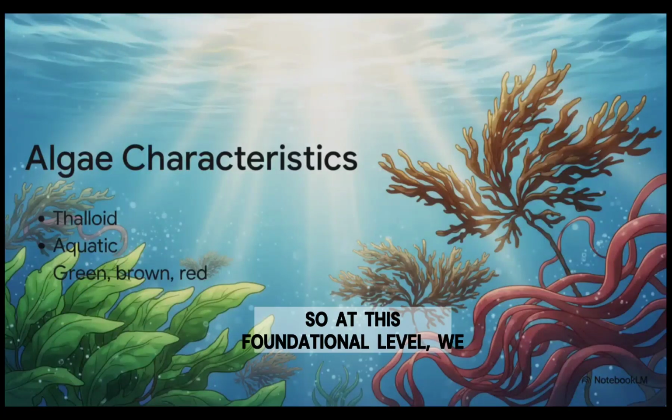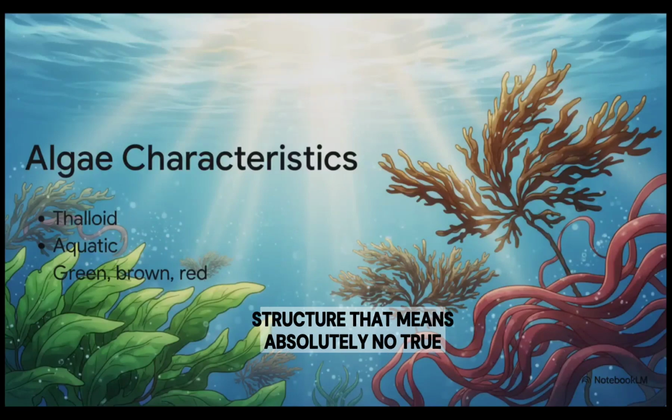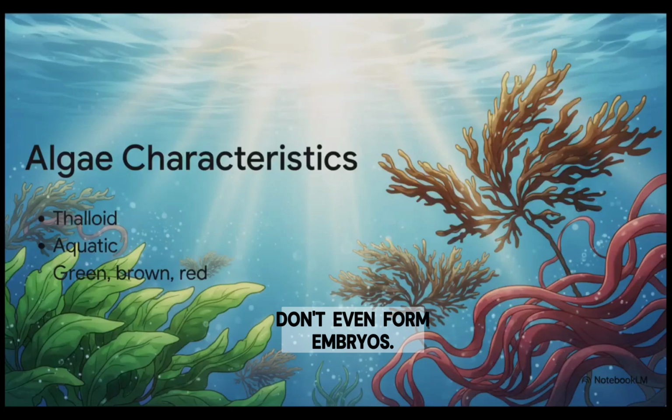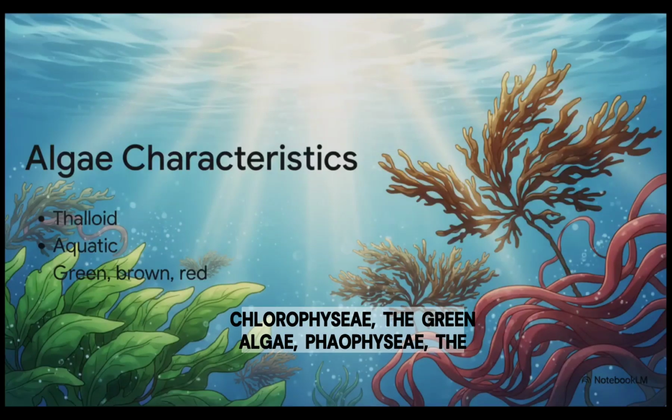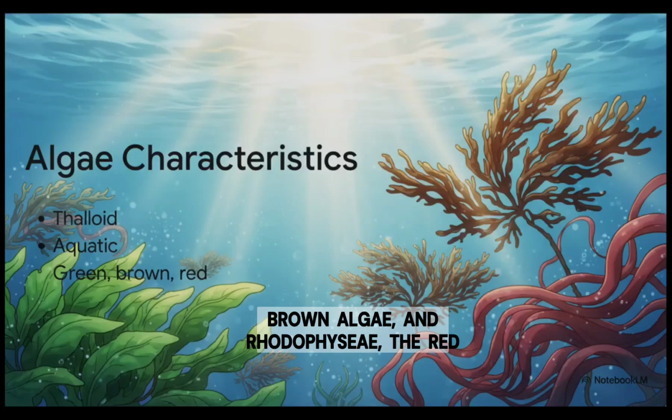So at this foundational level, we have algae. They have a very basic, thalloid structure. That means absolutely no true roots, stems, or leaves, and they don't even form embryos. They're exclusively water-dependent. We primarily separate them into 3 major classes based on their distinct color pigments: Chlorophyceae, the green algae; Phaeophyceae, the brown algae; and Rhodophyceae, the red algae.